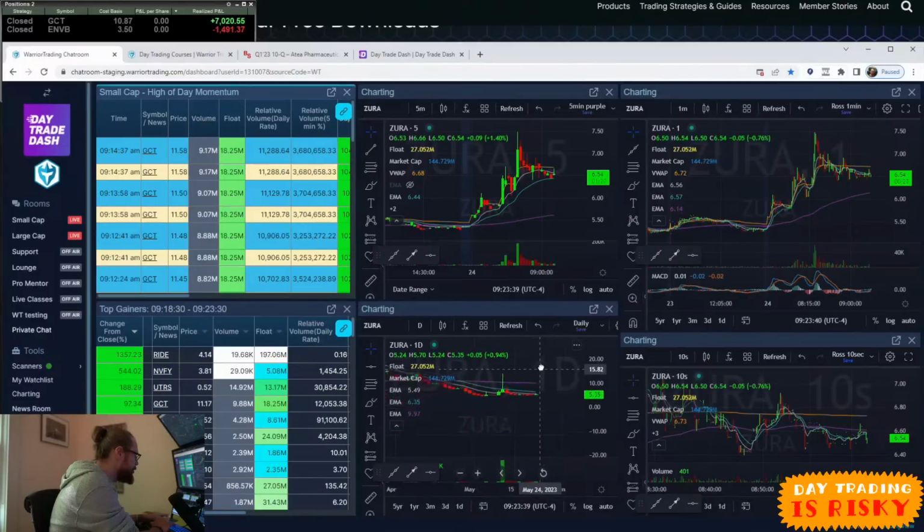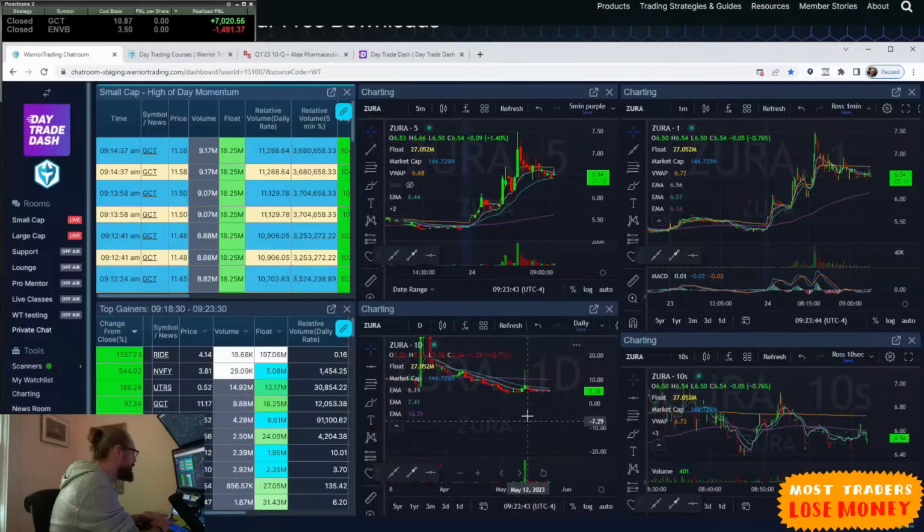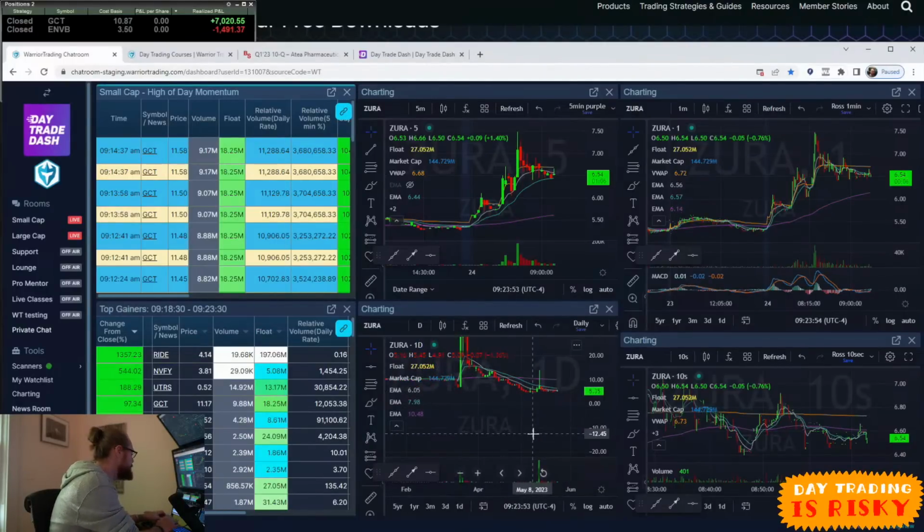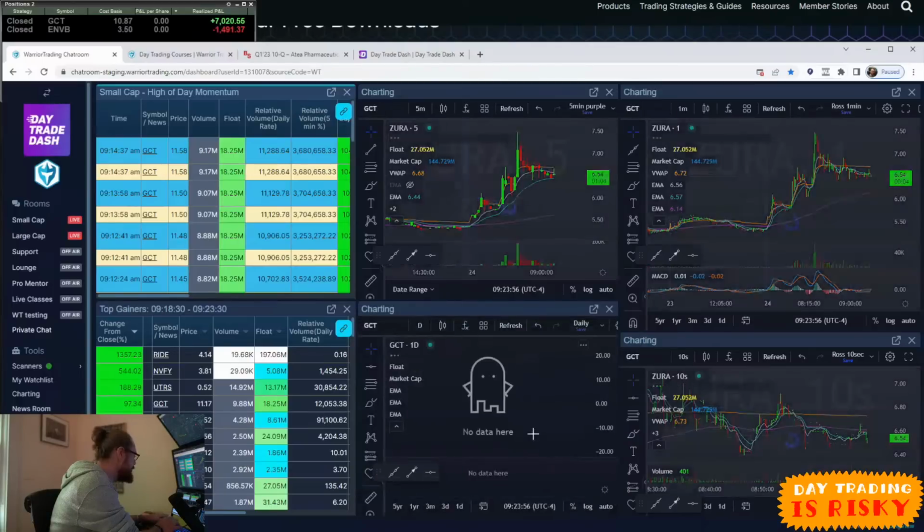Made a move from $6 to $14. And my problem with trying to trade it in this area is that I feel like this move is on the backside of that candle. And that candle was a weak candle. It didn't close very strong. So I'm not that interested in Zura. I think GCT is the most obvious.